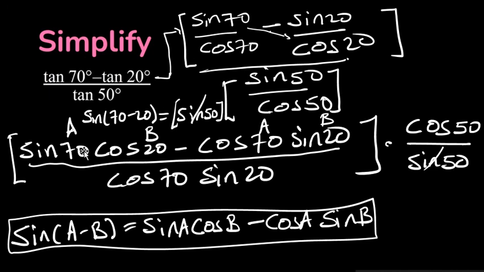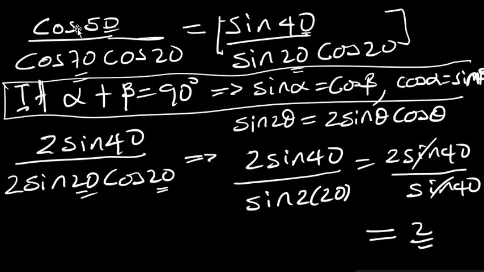You need to take care. Here, what did I do? The rule, remember here. And in the next page, cos 50, how it is changed to sine 40, and cosine 70, how it is changed to sine 20, also another critical point, and finally multiplying the numerator and the denominator by 2 and arriving at this point.